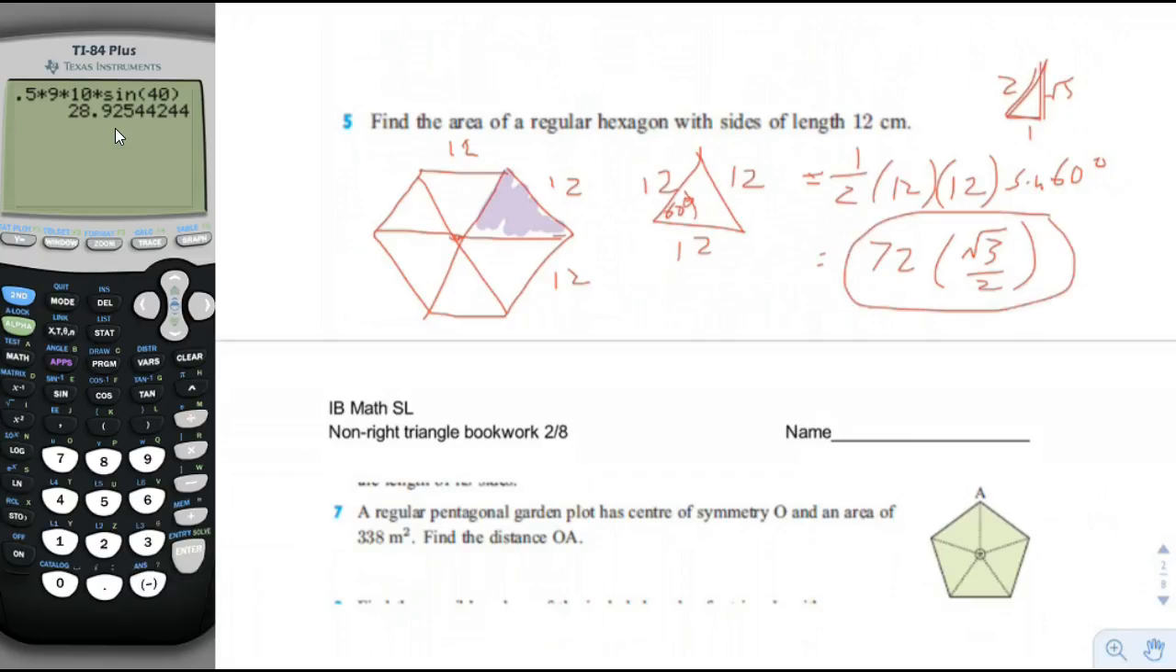Okay? And then you would need to multiply that times 6, because we need 6 of these triangles to get the entire hexagon's area.